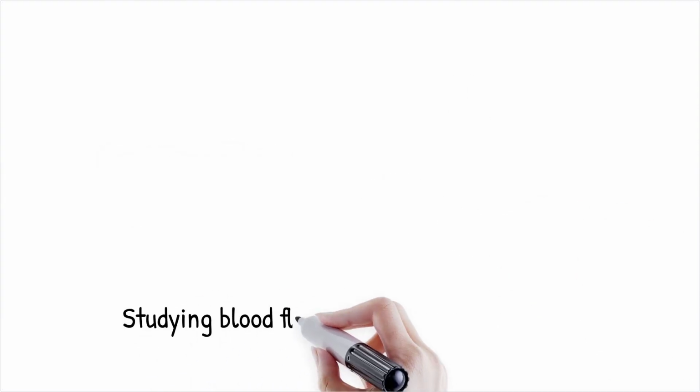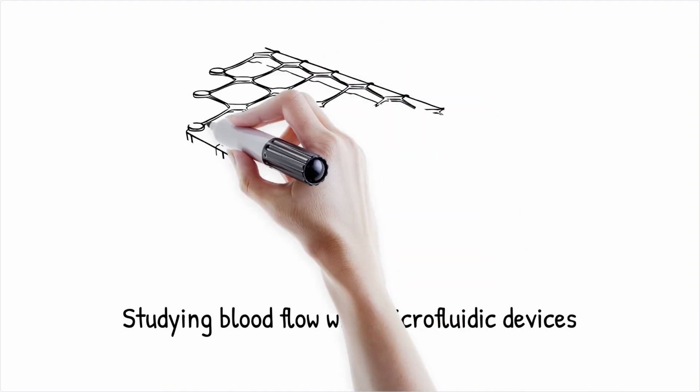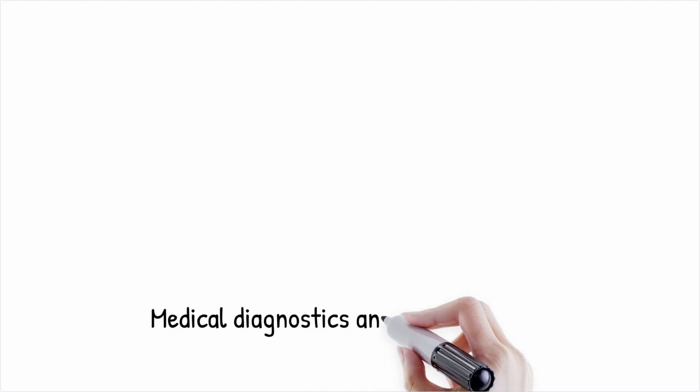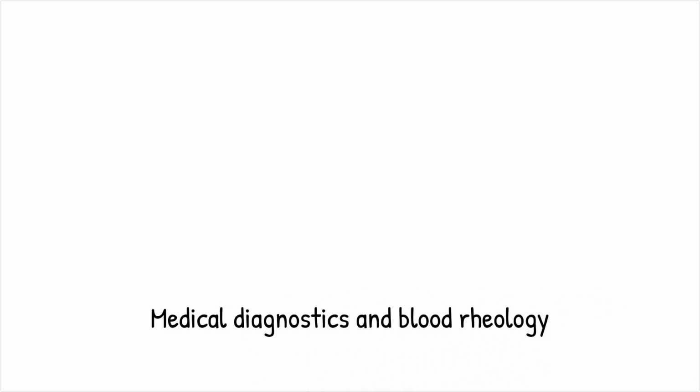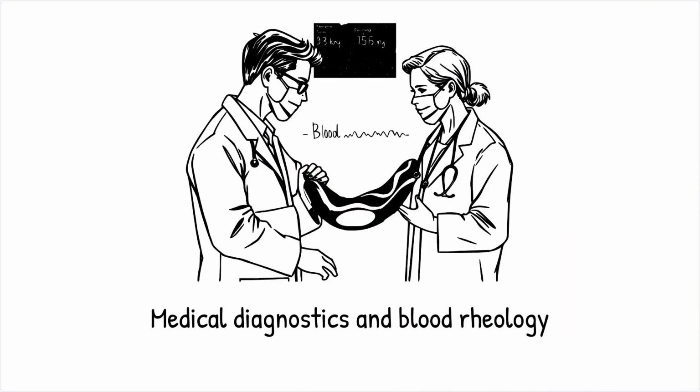To study this behavior, researchers replicate capillary networks in microfluidic devices. These devices allow them to measure flow properties, such as how viscosity changes with red blood cell concentration, or how blood clots affect flow dynamics. Such studies are essential for diagnosing and treating conditions like thrombosis or anemia, where altered blood rheology disrupts normal flow.